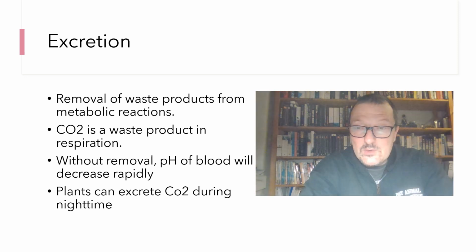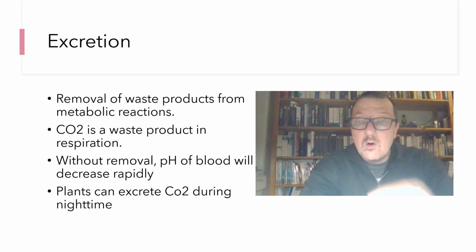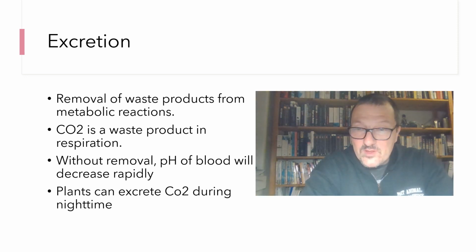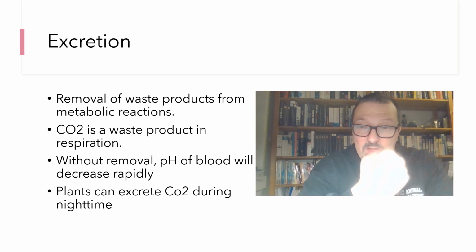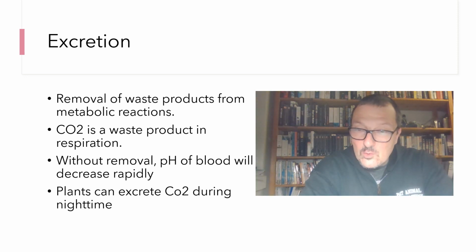For humans, or pretty much all mammals, we do that with breathing, or fish with the gills. So when I breathe out, I get rid of the CO2. So just breathing out is actually a way of excreting CO2. Plants during the day can of course use the CO2 for photosynthesis, but during the night they can also excrete CO2, and they do that through the stomata. So this is a very simple way of excretion.